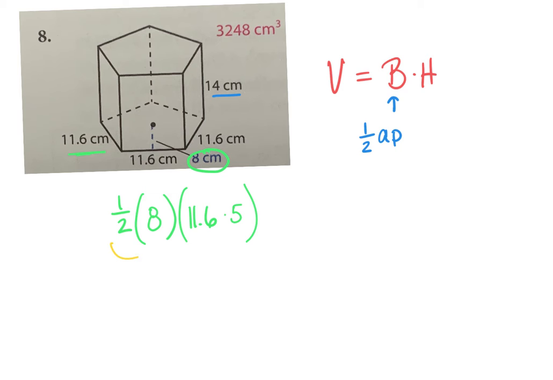So this whole thing represents your base. And you are going to multiply that by the height of the prism, which they also gave you, 14. So this piece is the height of the prism. So 3,248 is what you should have gotten there.